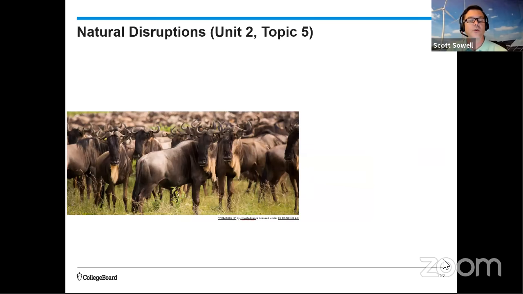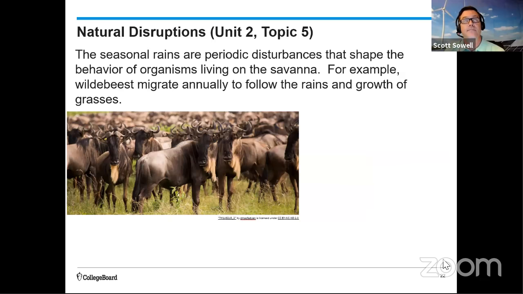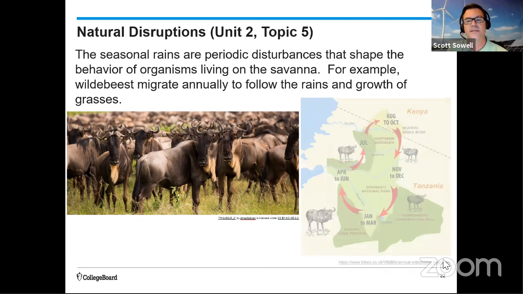Let's take a look at the wildebeest, for example. So the wildebeest migrates in response to those rains. So the seasonal rains are periodic disturbances that shape the behavior of the organisms living on the savanna. So these wildebeest migrate, and not just a couple blocks down the street. This is hundreds and hundreds of miles. This is a big, big migration that happens annually in response to that natural disturbance.